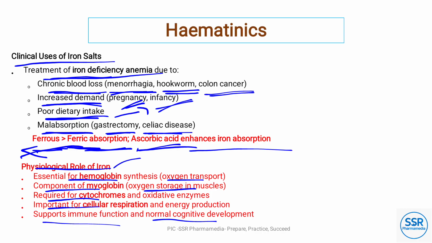Physiological role of iron. Iron is essential for hemoglobin synthesis. It is an oxygen transporter, component of myoglobin, oxygen storage in muscles, and required for cytochromes and oxidative enzymes, important for cellular respiration and energy production, support immune function and normal cognitive development.